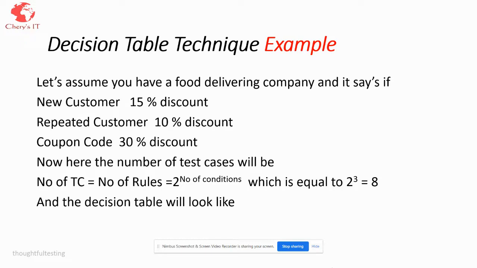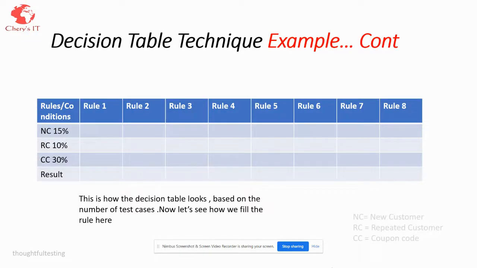In that company you are giving certain discounts: to a new customer you're giving 15%, to an old or repeated customer you're giving 10% discount, and there is also a coupon code which gives a 30% discount. Now the number of test cases equals the number of rules, which equals 2 to the power of the number of conditions. How many conditions are there? There are three: new customer 15%, repeated customer 10%, coupon code 30%. So it is 2 to the power of 3, which is 8. Here you will get 8 scenarios and your decision table will look like this.